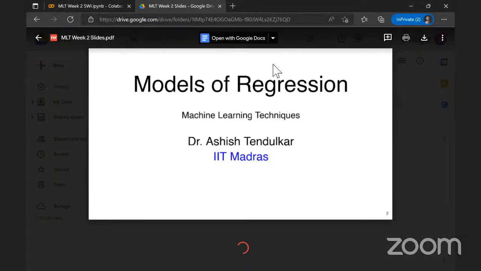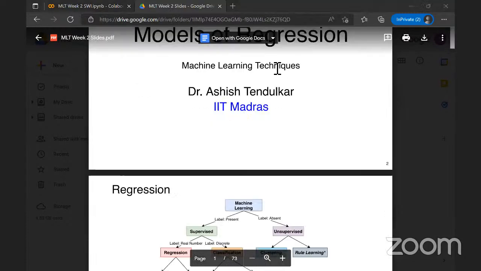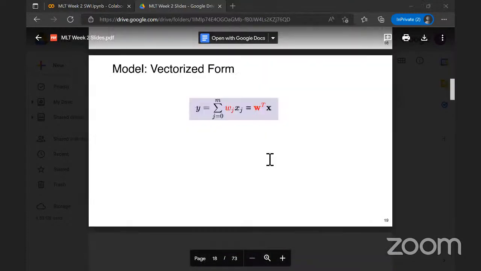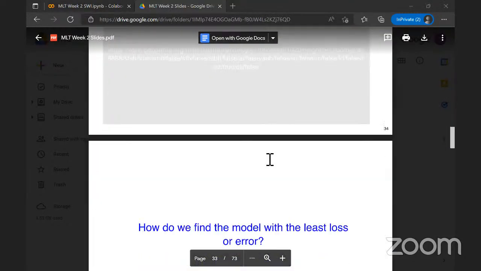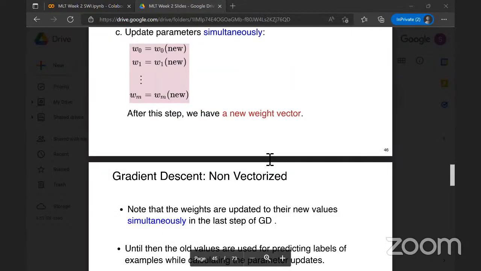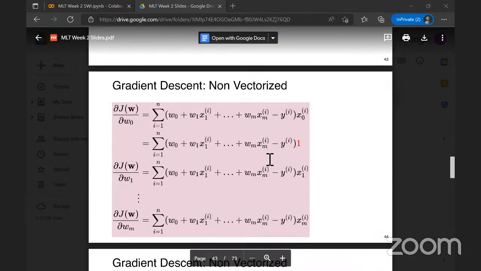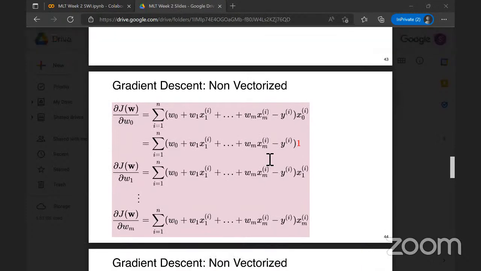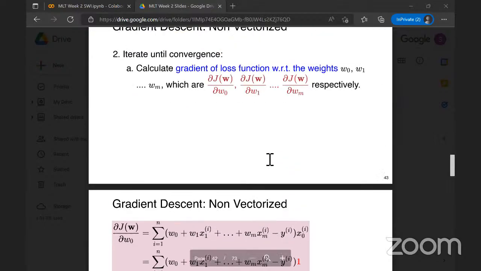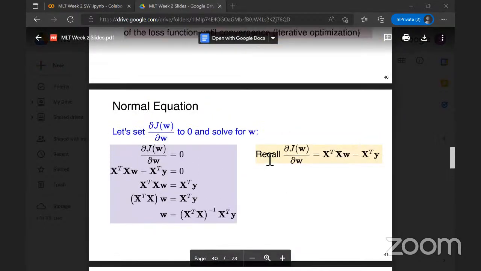Okay. I hope the screen is visible now. Yes, sir. This is slide number 44. This one. Yes. Sir, how have you found this derivative of the loss function with respect to W naught? How did you get this? Can you explain this, sir? Sure, sure. So, okay. For that, you'll have to look at this equation.